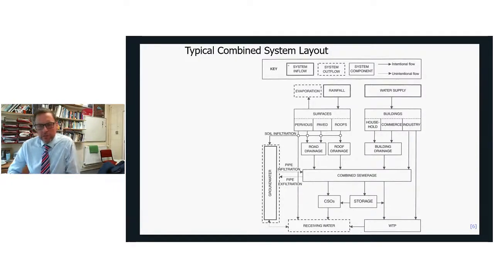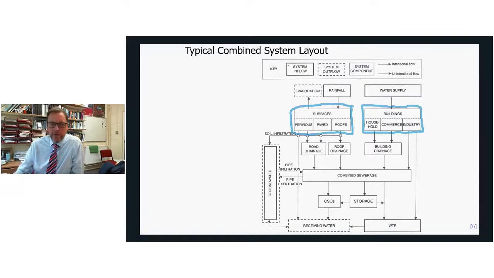So this is a more technical look at how a combined system might look. So you can see that there's really two drivers here. We've got the surfaces on the catchment, and we've got the buildings on the catchment. So the surfaces are what's collecting the rainfall. From what's listed there, we've got pervious pavement, pervious surfaces, paved surfaces and roofs.